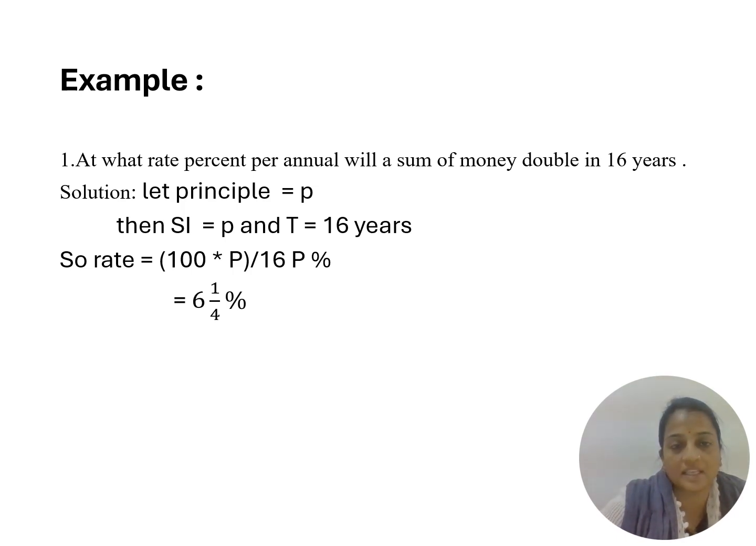So here we write T is equal to 16 years and apply the formula SI is equal to PRT upon 100. To calculate the rate, R is equal to 100 into SI upon P into T. So 100 into SI, here SI is equal to P, so we write P upon P into T, which is 16. If we calculate this, then P cancels and only 100 upon 16 percent remains. So we get the answer 6 1 by 4%.